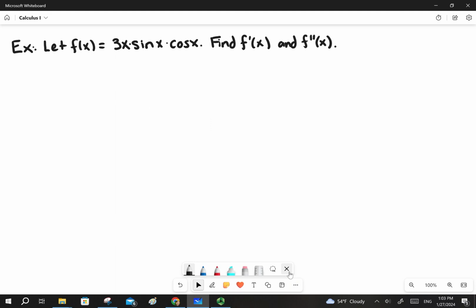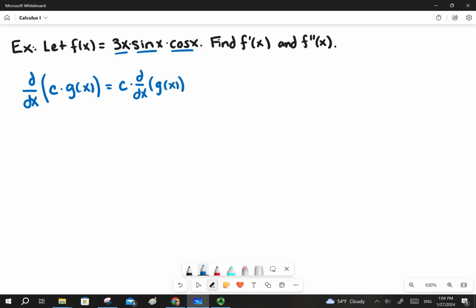Before we start, there are a few things that we need to remember to be able to tackle this problem. First and foremost, this function, f of x equals 3x times sine x times cosine x, has three different subfunctions in it, and we need to be able to take the derivatives of each of those functions. To take the derivative of 3x, we're going to need two different derivative rules. The first is that the derivative of a constant times a function is the same thing as the constant times the derivative of the function.